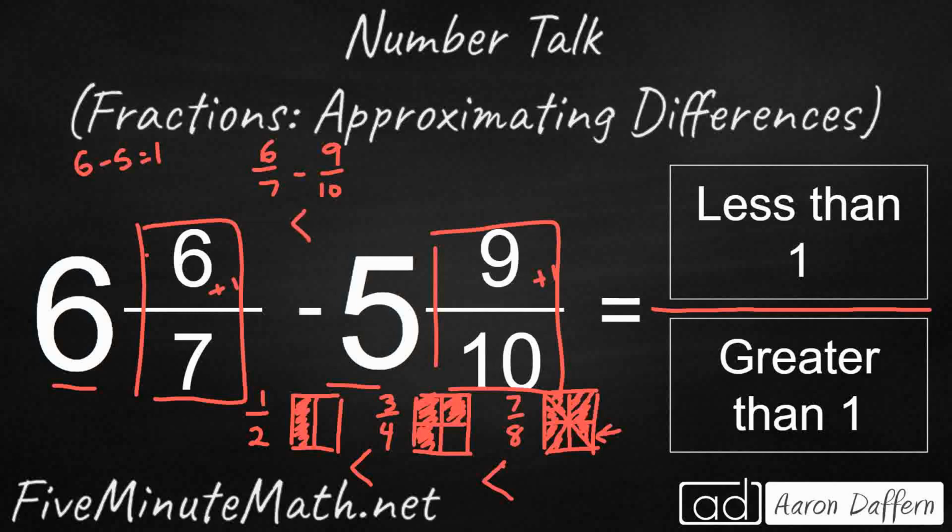Which means in order for me to subtract, I would actually have to regroup that 6 into a 5 and rename that as an improper fraction in order to make that work, because my subtrahend here is going to be larger than my minuend, which means my answer is actually going to be less than 1.